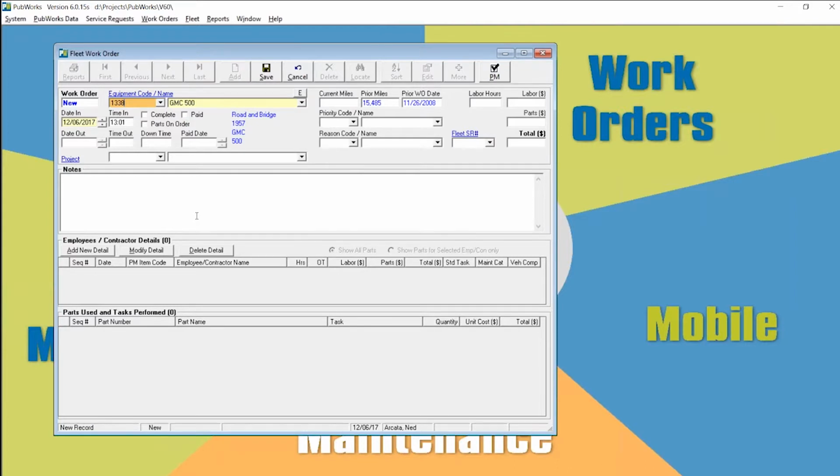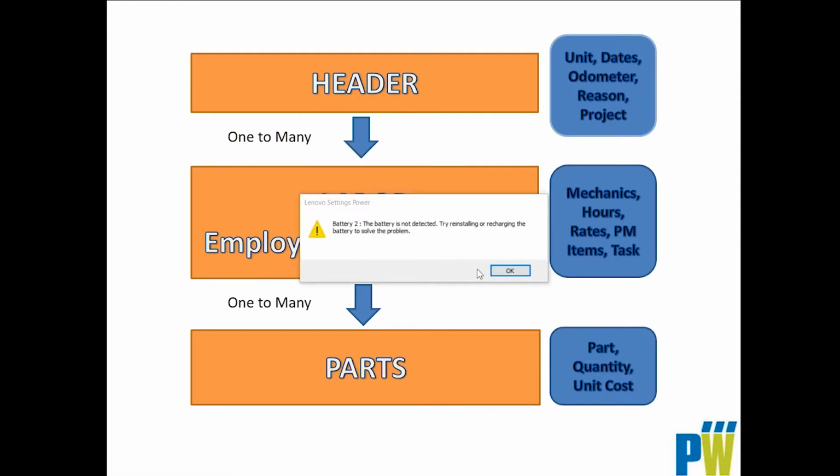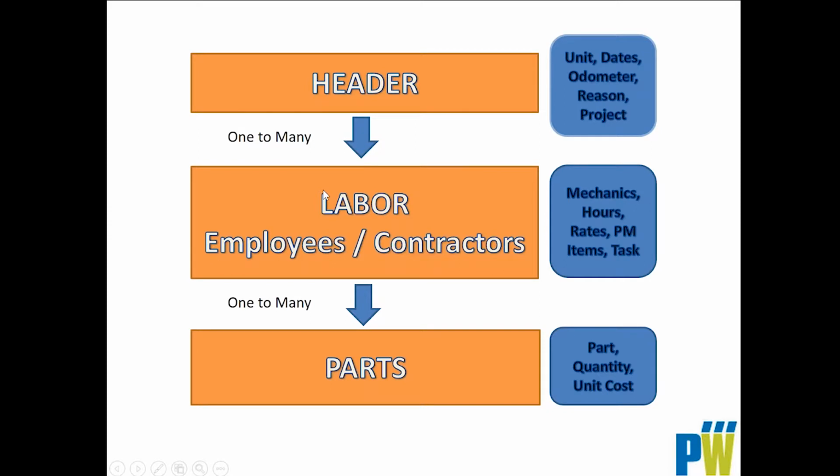And then I've got this teed up in the PowerPoint. You know, our fleet work order is structured in 3 big pieces. There's a header piece where you specify the unit you're working on, dates, odometer reading, the reason you're working on, maybe a project, which is a new feature. And then to that, you're going to join or specify who did the work, the labor, the employee or the outside contractor vendor. And then if that laborer consumed any parts, that will also be part of the fleet work order. So let's go back to fleet work orders.